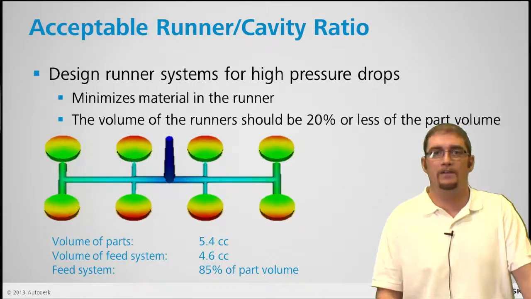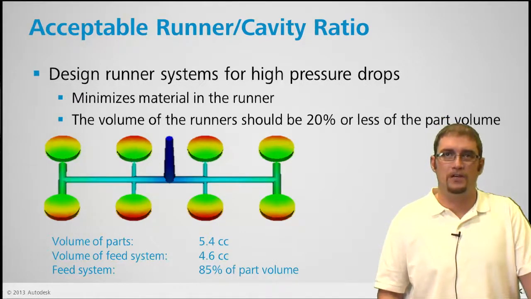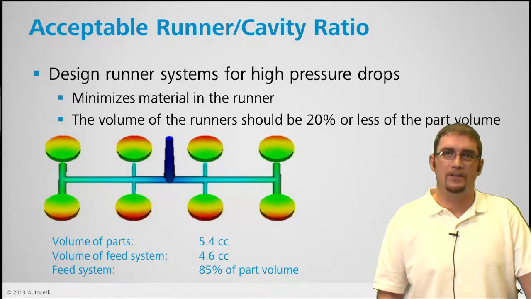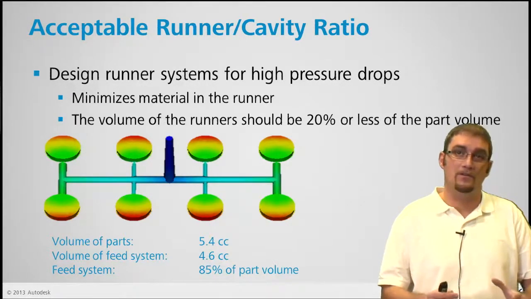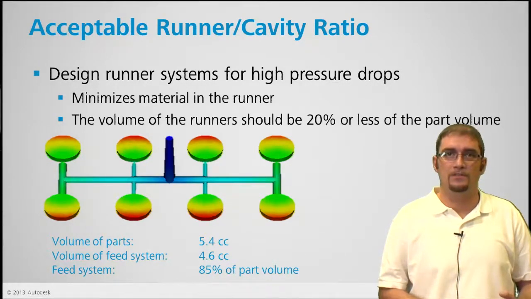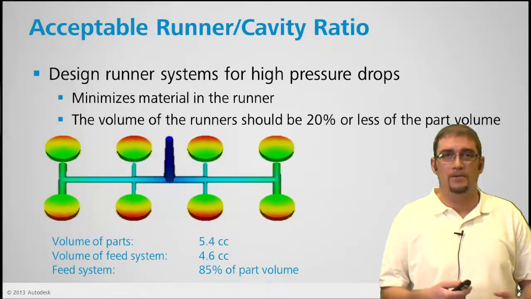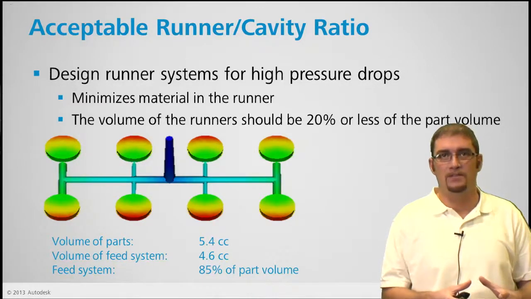Acceptable runner cavity ratio. So this is just volume. Naturally we'll try to run a feed system with the minimum amount of material volume that we can. So that's what we mean here by design your runner system with high pressure drops. If your machine can handle it, we can shrink those feed system legs down and minimize the volume.